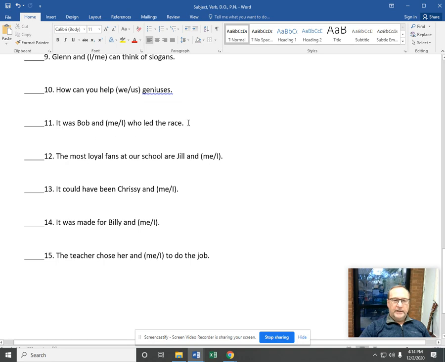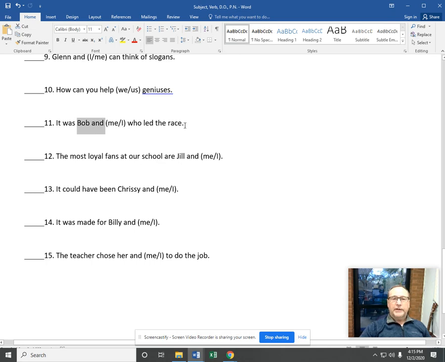Number 11 is a little different because we have a state of being verb, was. It was Bob and, would you say me who led the race or I who led the race? Well, let's get rid of Bob. Would you say it was me who led the race or it was I who led the race? Well, in this case, you would say it was I who led the race.